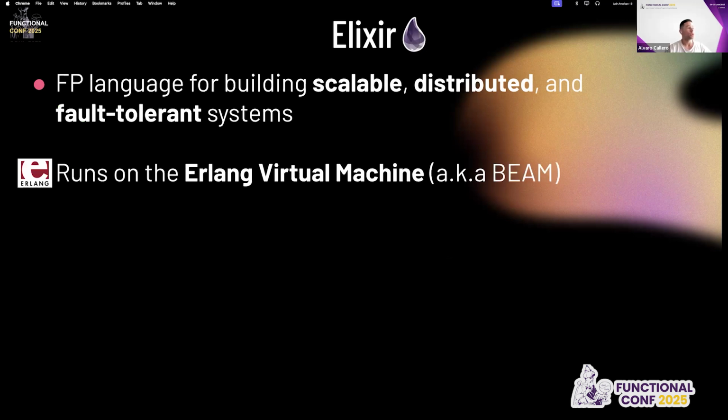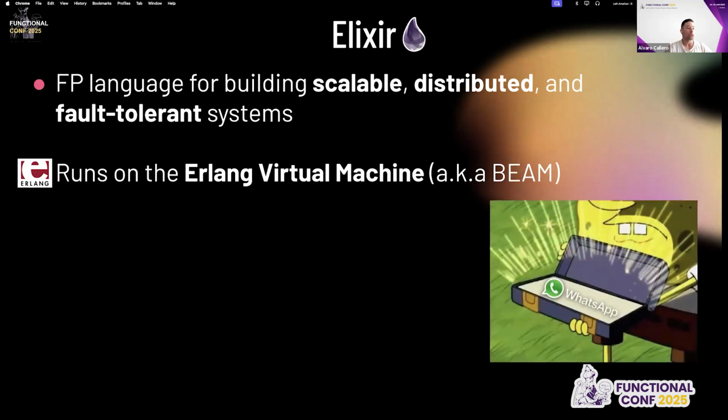Also, Elixir runs on the Erlang virtual machine, also known as BEAM. Erlang is a functional programming language used to build soft real-time systems with requirements of high availability. Just to know, the WhatsApp application is built using Erlang, and also Erlang was developed in 1986, so it's a very well battle-tested language.